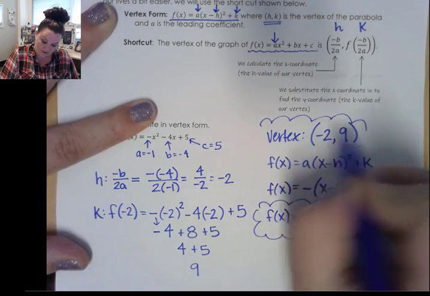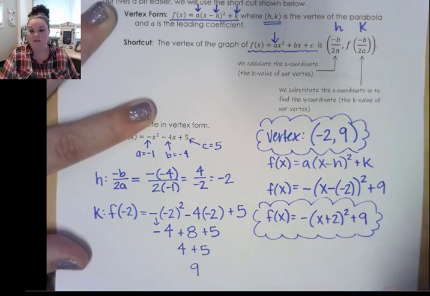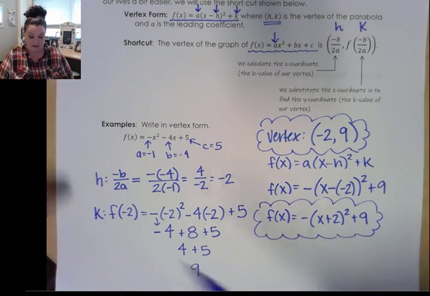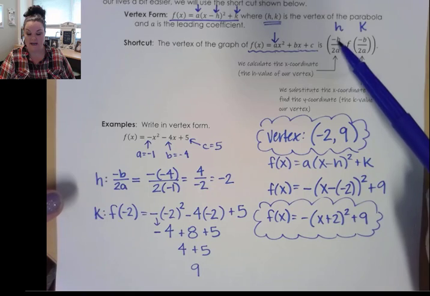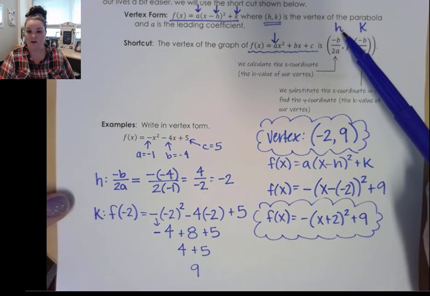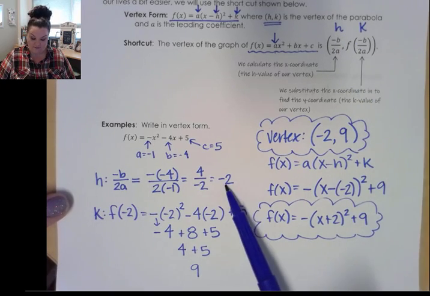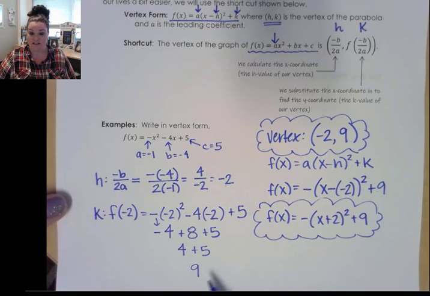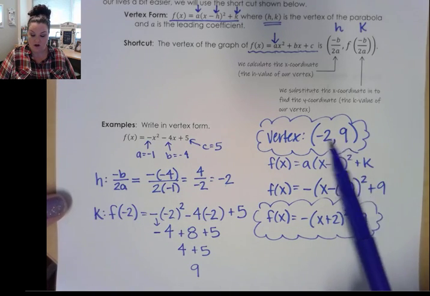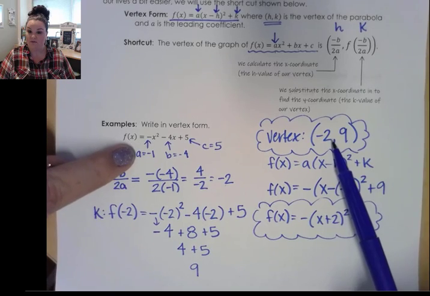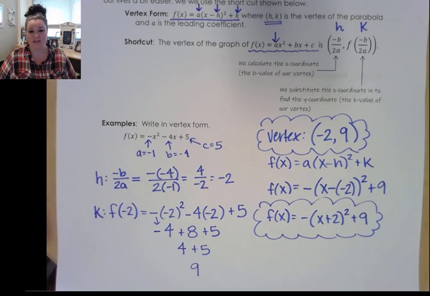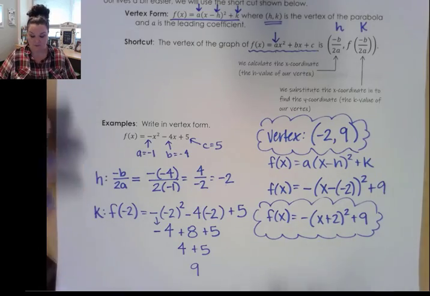And we also found our vertex. So this is kind of the idea, that if we can use this shortcut of finding negative b over 2a to find our h, and then taking that h value and plugging it back into the function to get our k value, then knowing the vertex and the leading coefficient allows us to write this in vertex form a lot easier. Okay, let me show you one more of using the shortcut, and then I'm going to have you try it just so you can get some practice with it.